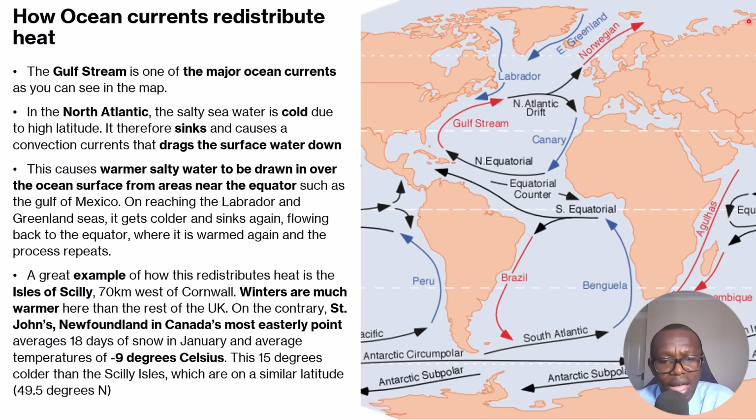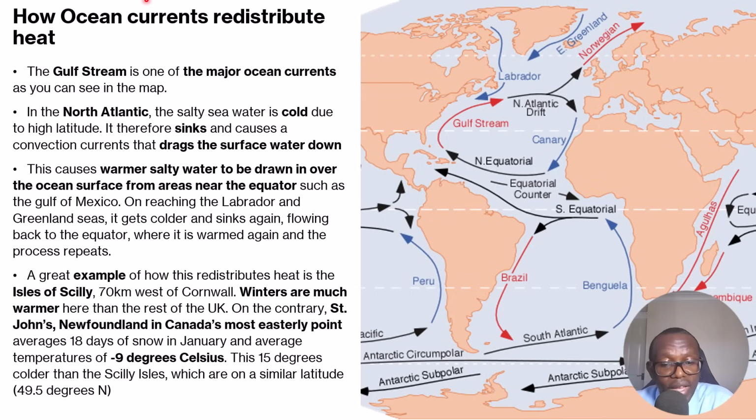Now, if we compare that to Canada, St. John's, Newfoundland in Canada is Canada's most easterly point. So that is around this Labrador region here, okay? And because of that, it has the impact of the cold air that is being drawn down from the North Atlantic towards the Gulf Stream, which means that the temperatures there are going to be a lot colder. In fact, this particular area averages 18 days of snow in January and average temperatures of -9 degrees Celsius.